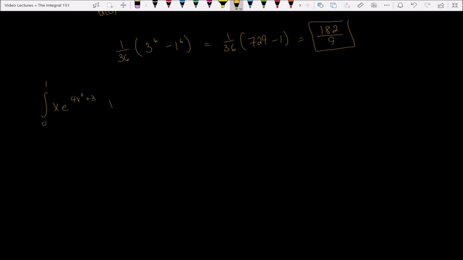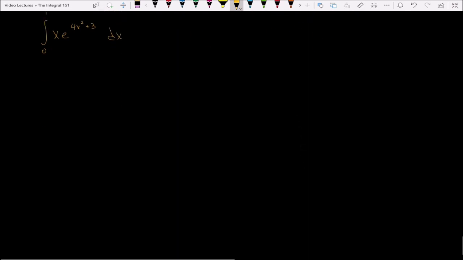Let's now look and evaluate the integral from 0 to 1 of x e to the 4x squared plus 3 dx. A clearer example of u sub I have not seen. We let u be 4x squared plus 3. We let du then be 8x dx.